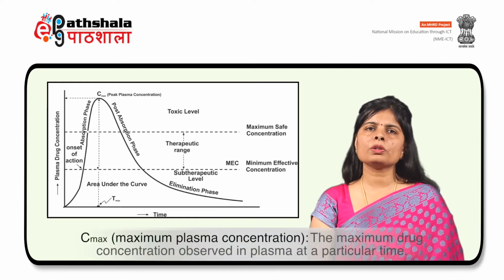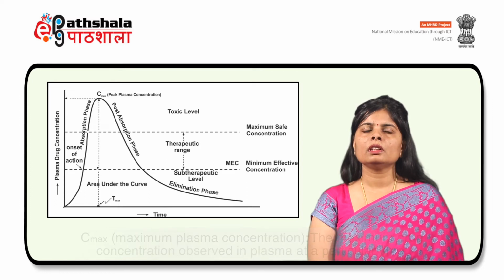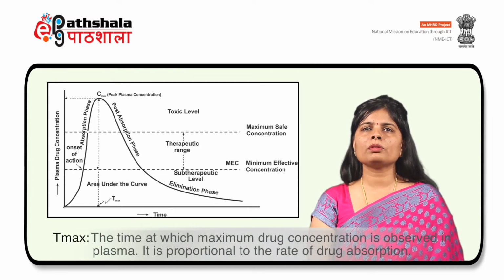The area under the curve is related to the amount of the drug which has been absorbed systemically. Cmax, which is also known as the maximum plasma concentration. The maximum drug concentration observed in plasma at a particular time is known as the Cmax. It is usually related to the dose and the rate constants for absorption and elimination of the drug. Tmax is the time at which maximum drug concentration is observed in plasma. It is proportional to the rate of drug absorption.